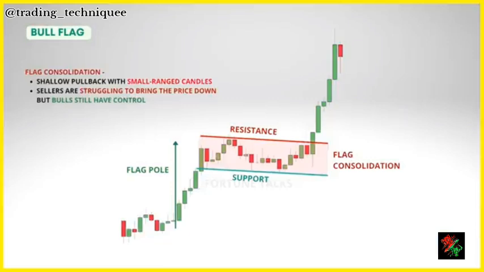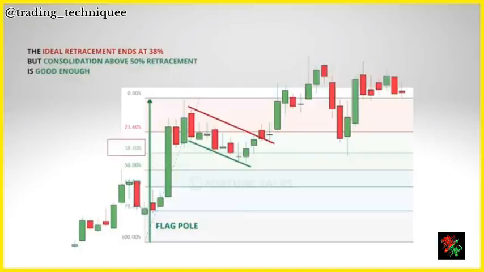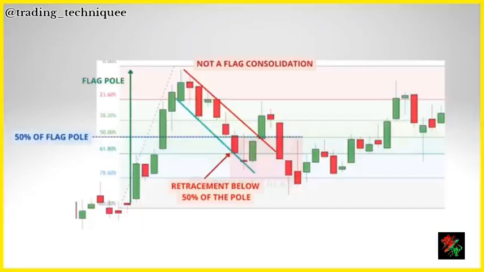This tells you that the sellers are struggling to bring the price down and that the buyers are still in control. Now if you see a steep pullback with large range candles, then it's probably not a bull flag pattern. Generally, this retracement ends below the 38% threshold of the original trend as indicated by the Fibonacci. In general, it may not be considered a flag pattern if the retracement goes below 50% of the pole. The tighter this range, the more likely the market will break out higher.